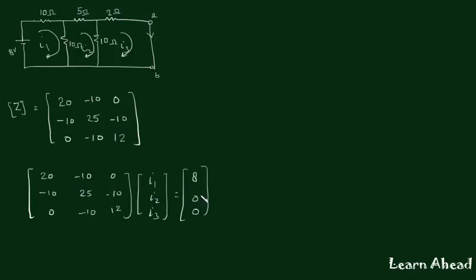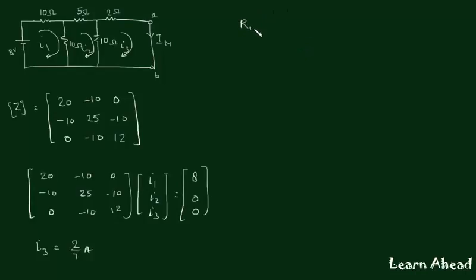You can check my video on mesh analysis to understand how I have done this. This can be solved either by calculator or by Cramer's rule, and I3 comes out to be 2/7 ampere. So this current will be 2/7 ampere.